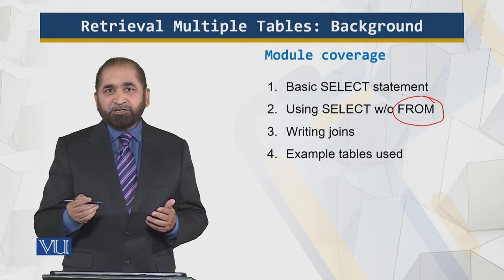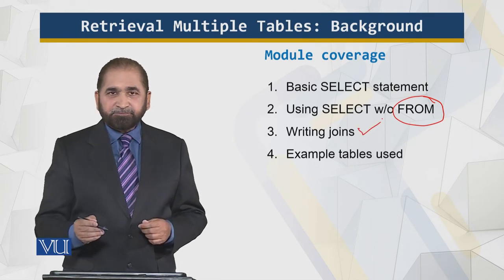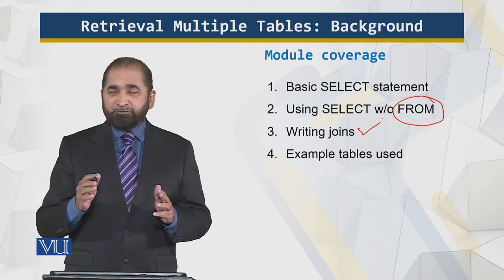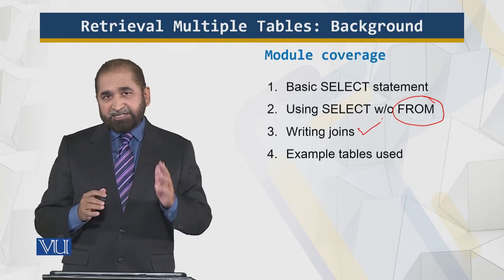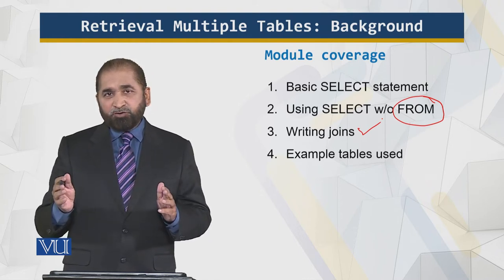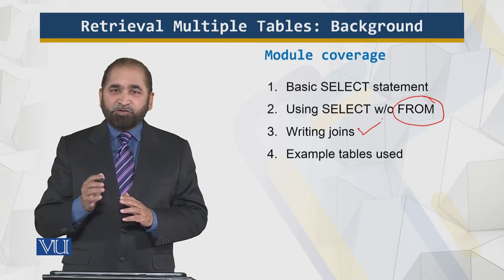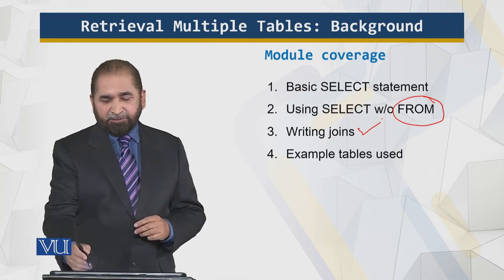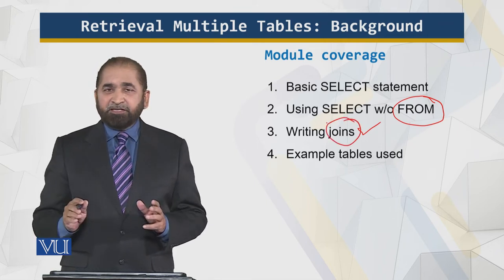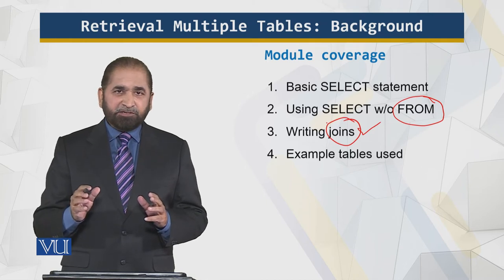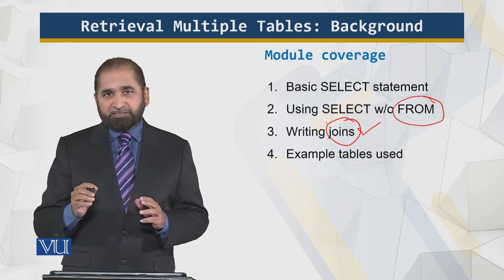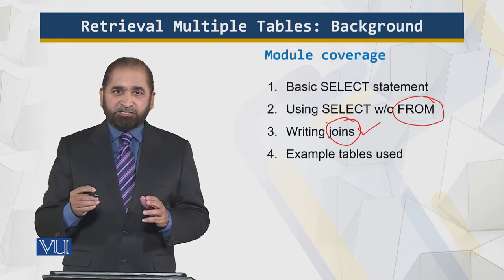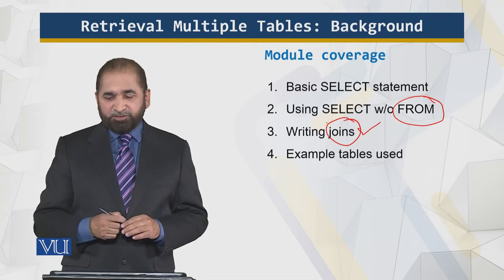And then looking at writing the joins. I have briefly discussed in the prior module the static table and the dynamic table. So how do we connect multiple tables to get what we are looking for? That connection is named the join. And finally, I will give you the tables which we'll be covering in some of the following modules, what those tables are and what is stored in those tables. So let's go into more details.